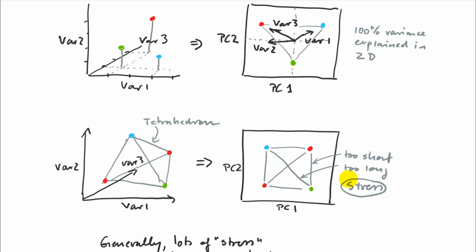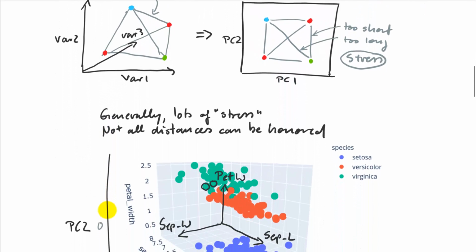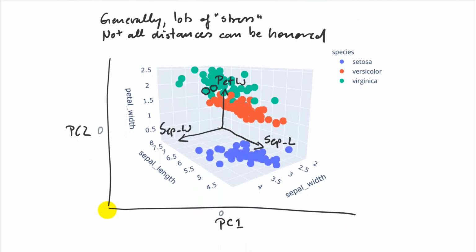In distance-based multivariate analysis, this is called stress. So I'm not able to honor all the distances. So I've done a job here that's as good as I can get it. There's simply no way that I can get this perfectly right. So if I look at a complex data set like the iris data set that we used before, then clearly there is a lot of stress in those ordinations. So if you think of this as a rotation to be a principal component analysis here, with my vectors being the original axes.